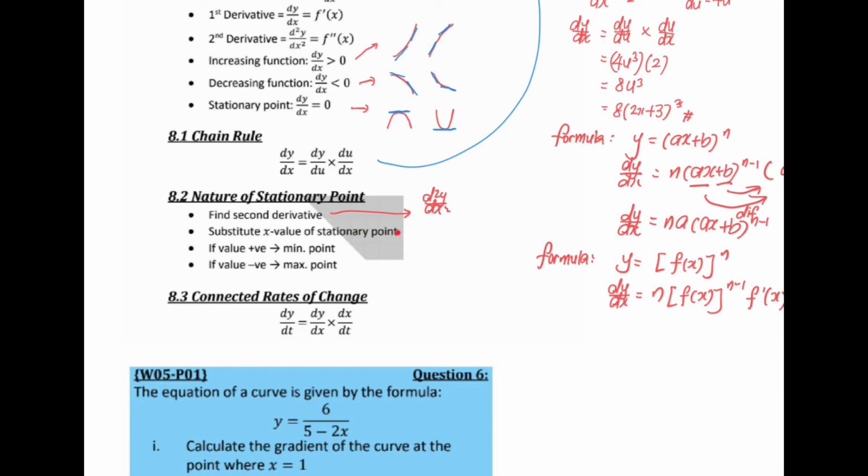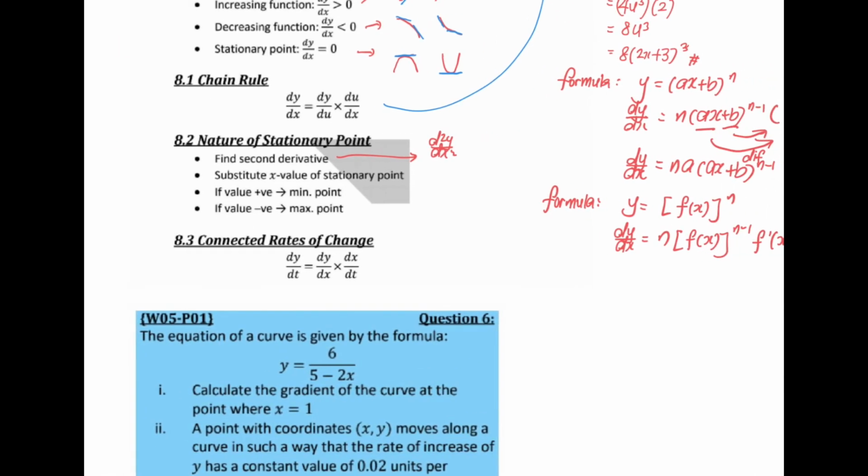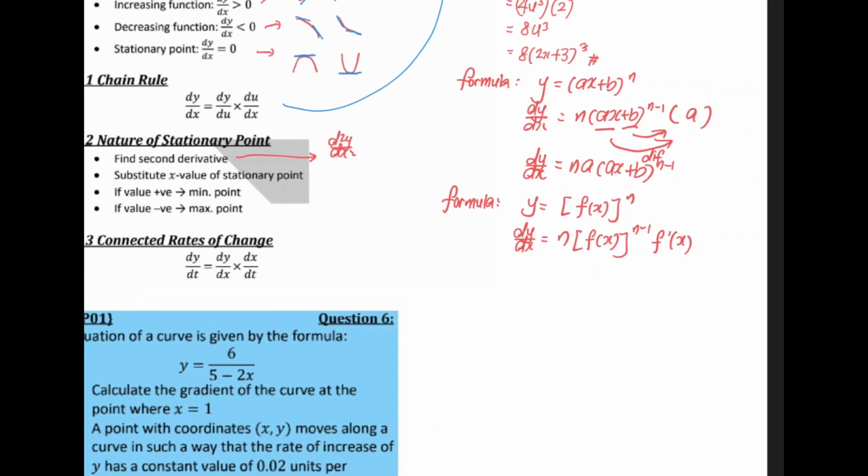Then next, substitute the x value of the stationary point into the second derivative, and if you get a positive answer for your second derivative, that means it is a minimum point. If you substitute the x value of the stationary point into the second derivative and you get a negative answer, then it means it is a maximum point. So for stationary points, the conclusion is like this.